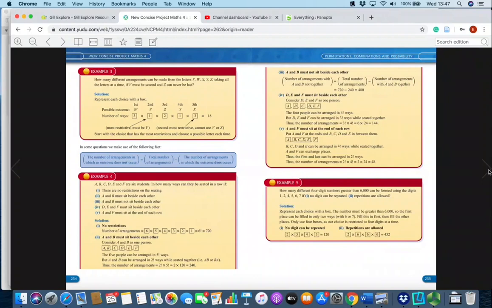Okay, so example 3 then. How many different arrangements can be made from V, W, X, Y and Z? So again 1, 2, 3, 4, 5 letters, taking all the letters at a time if V must be second and Z can never be last. Okay, so I might do this one for you.